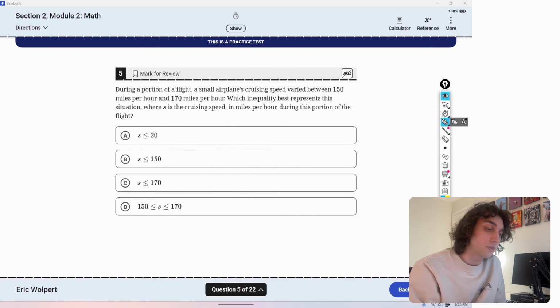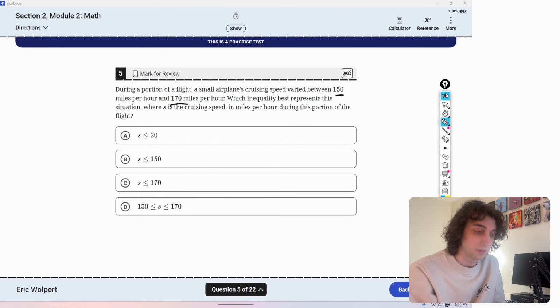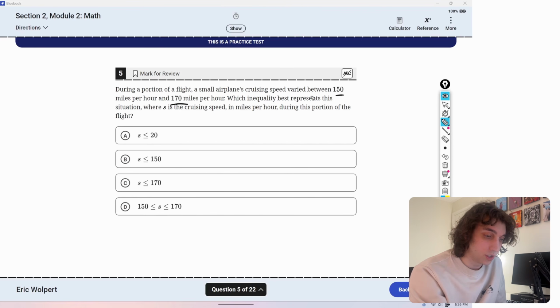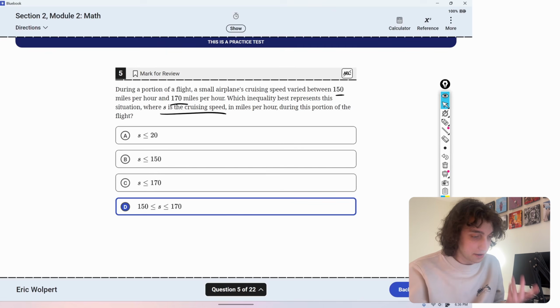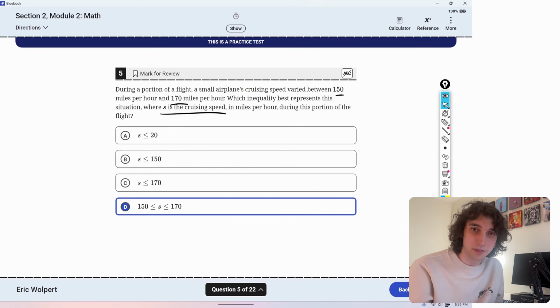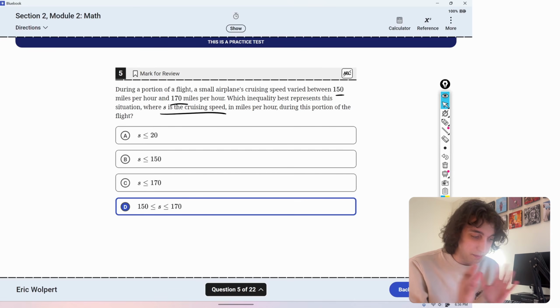Number 5, during a portion of the flight, a small airplane's cruising speed varies between 150 miles per hour and 170. So we're somewhere between 150 and 170. Which inequality represents the situation where s is the cruising speed? Well, we know the speed's between 150 and 170, so it's going to be the answer that's between 150 and 170 inclusive. I have nothing else to say about this. It's that simple. This feels like it should be harder. I promise you it's not.